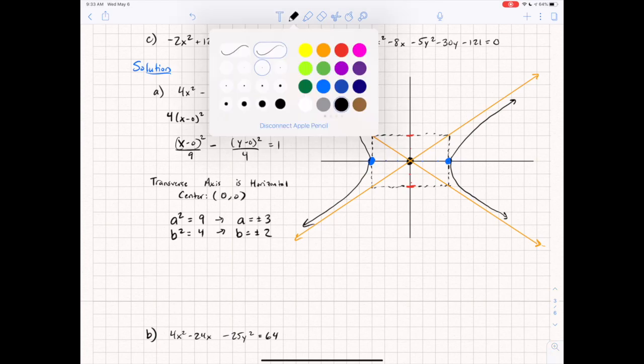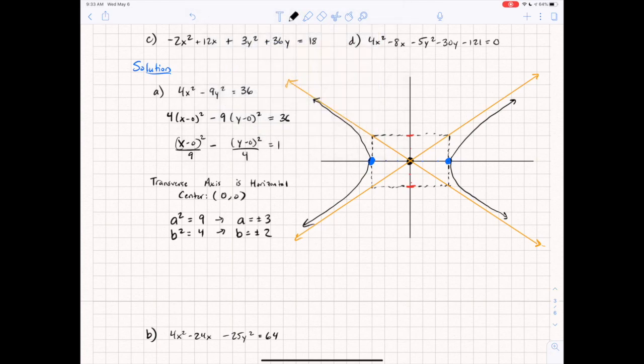Now the next thing is to go through and find the equation for these asymptotes. I'm always going to start by finding the slope first. So the slope, remember, is plus or minus b over a.